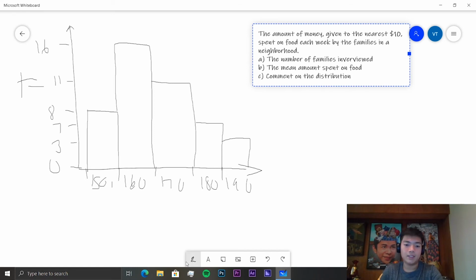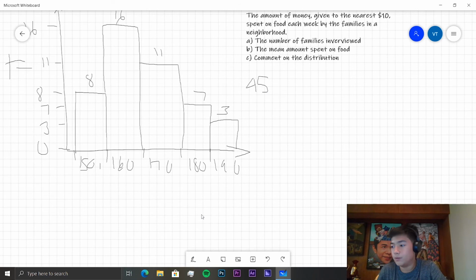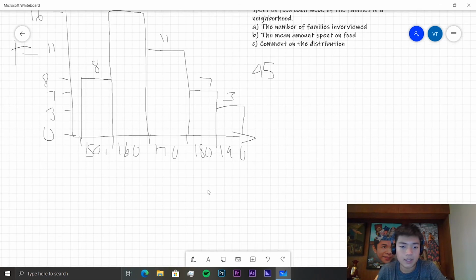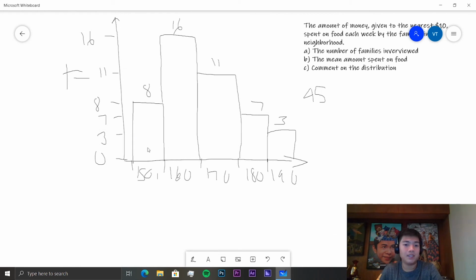So the number of families interviewed, well, we simply add up the frequencies for each individual group: 3, 7, 11, 16, and 8. So if we add up all of these numbers, we get 3 plus 7 plus 11 plus 16 plus 8, which is simply 45 families. So 45 families were interviewed. The amount spent on food. To get this, we need to assume that all of the families in each class interval have that exact value of the class interval.